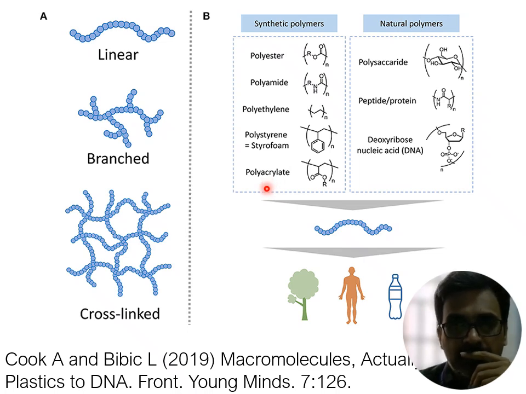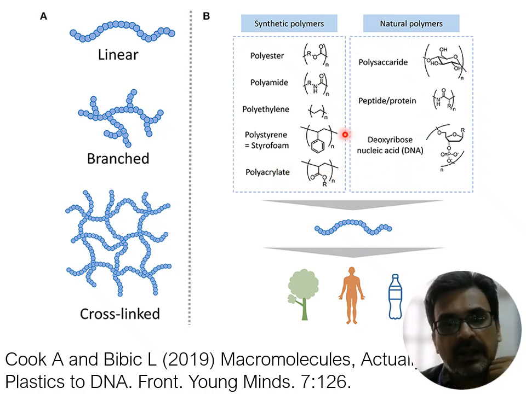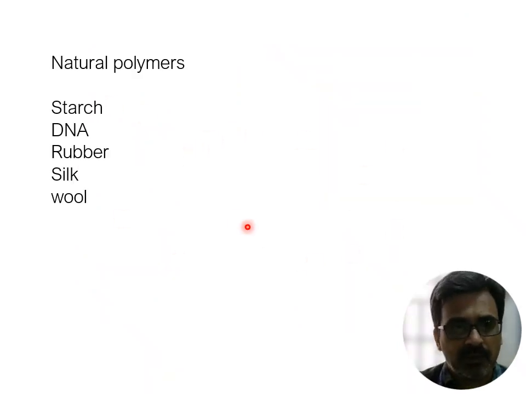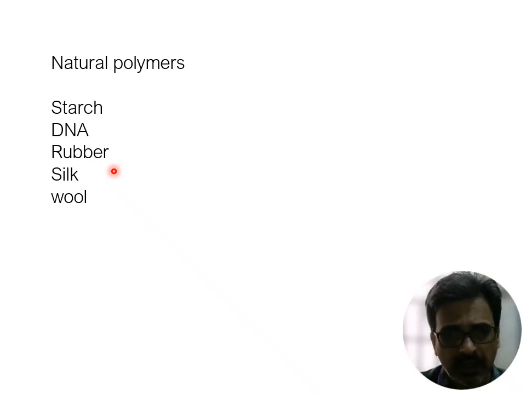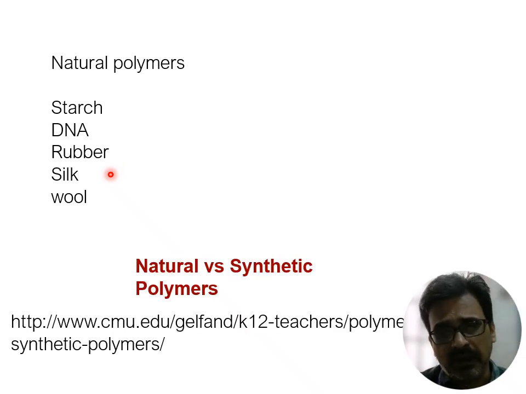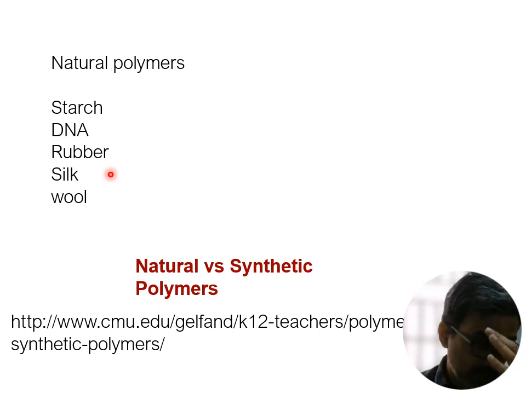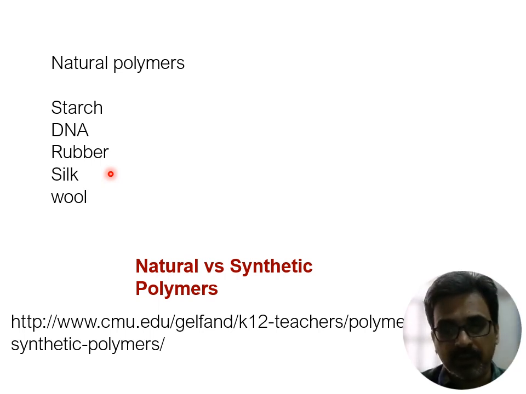As discussed, there are several naturally available polymers or synthetic polymers. Depending on the monomers, whether they are formed in a linear fashion, we call them linear, or even branched or cross-linked polymers. These are several synthetic polymers like polyester, amides, polyethylene, styrofoam, or polyacrylate, as compared to polysaccharides and peptides in the case of natural polymers. There are several natural polymers from day-to-day activities like wood, starch, DNA, rubber, and so on. Then there are a lot of improvements in order to improve some properties, where synthetic polymers are being made.